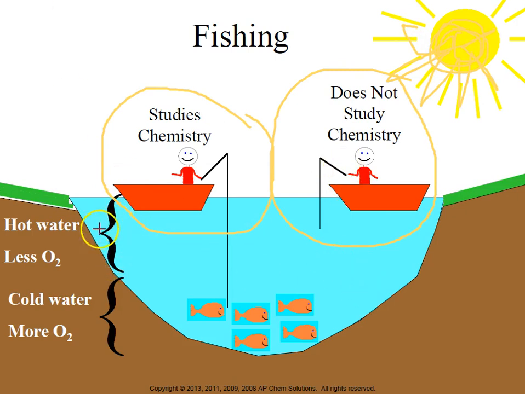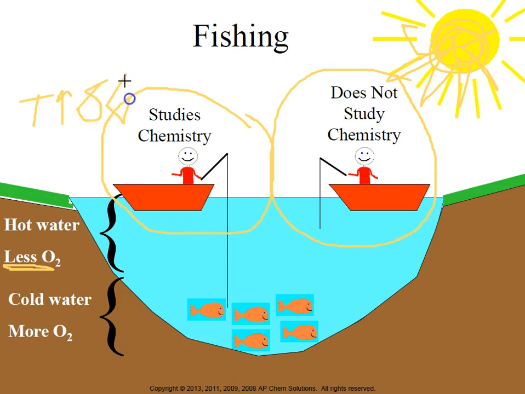Well, the water at the top is obviously going to be warmer than the water at the bottom. And what do fish need to survive? They need the oxygen from the water. Well, this hot water at the top is going to have less O2 because as the temperature goes up, the solubility goes down.